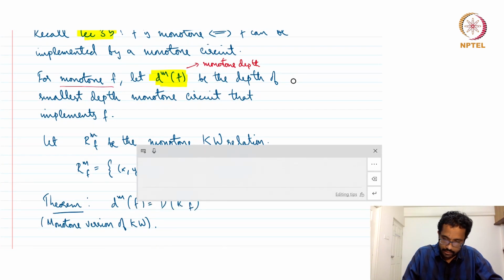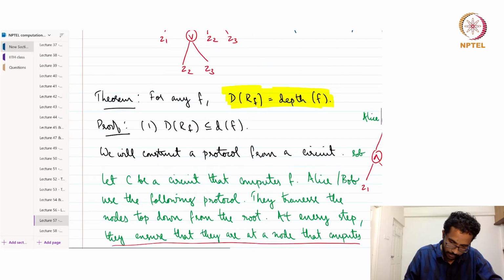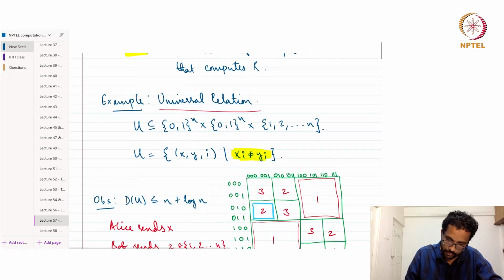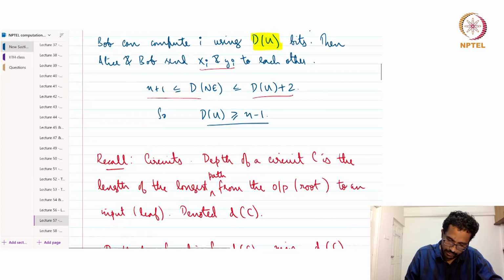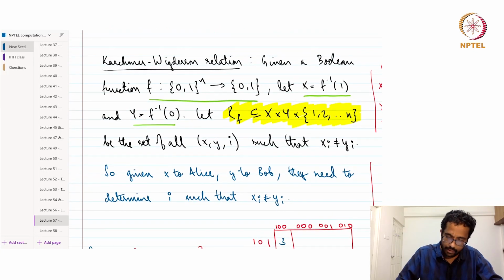In the last lecture we defined the Karchmer-Wigderson relation, which was the set of all (x, y, i) such that x_i and y_i are different. So let me go to the previous lecture and show you what it was. The Karchmer-Wigderson relation was the set of all (x, y, i) such that x_i is not equal to y_i.